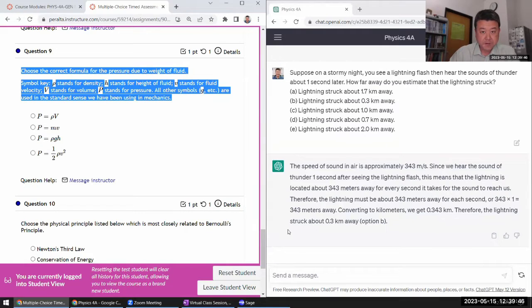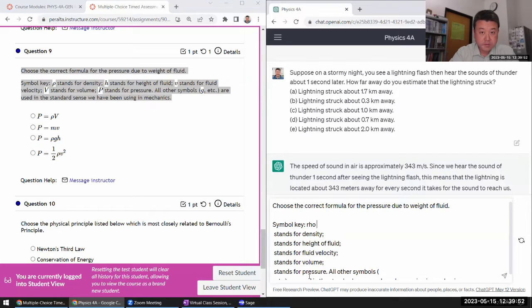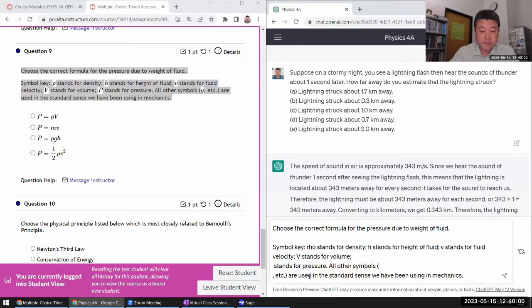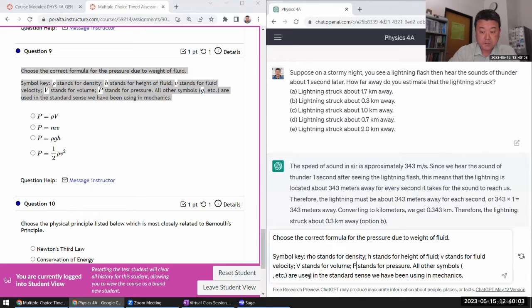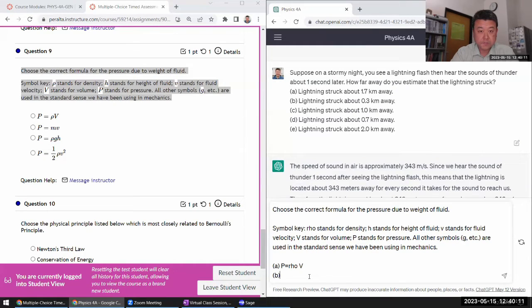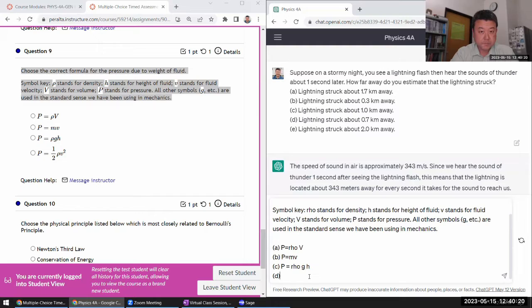Here I'm going to have to type it again. Pressure in the tube with the fluid. So this is rho, H, V, capital V, P, all other symbols G, etc. Okay, so P is equal to rho V. P is equal to MV. P is equal to rho GH. P is equal to 1/2 rho V squared.